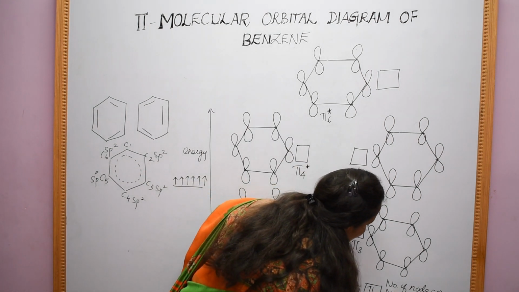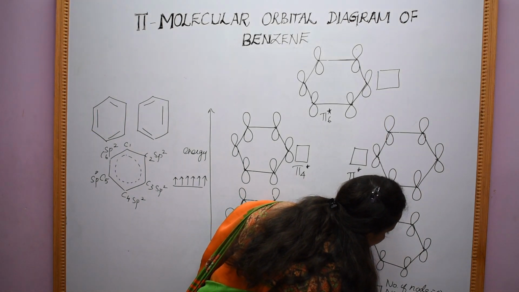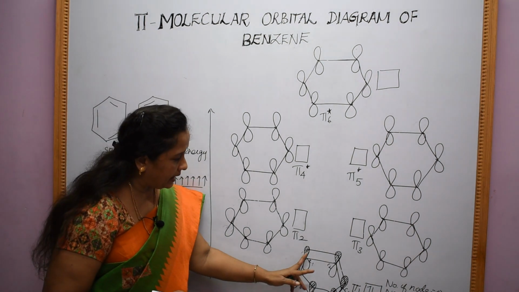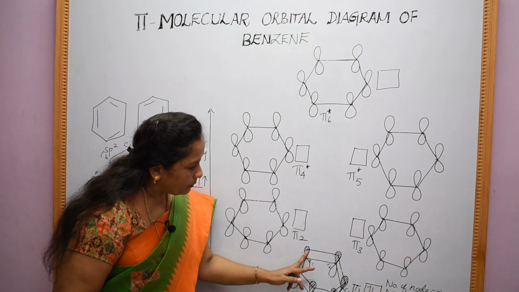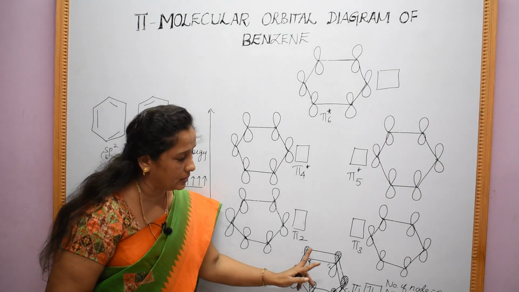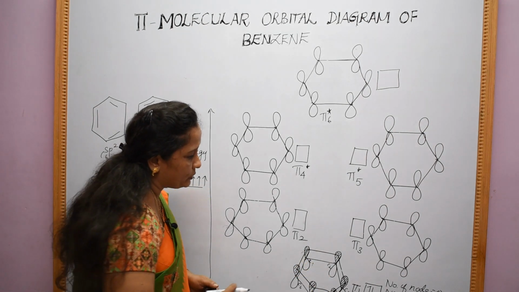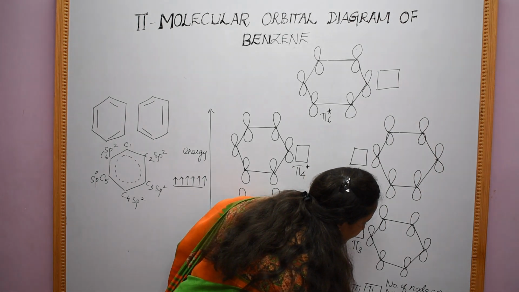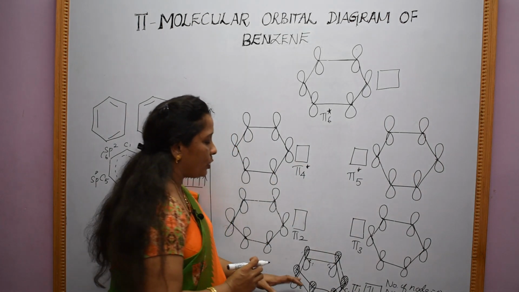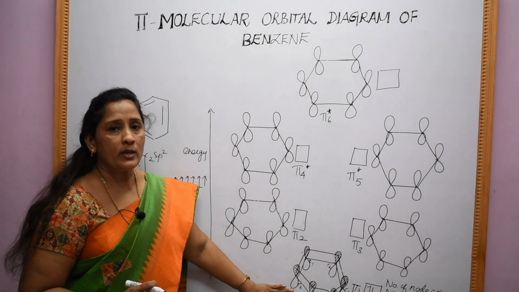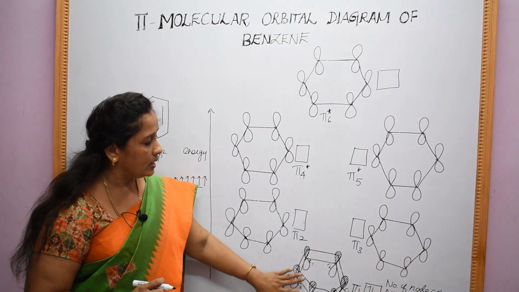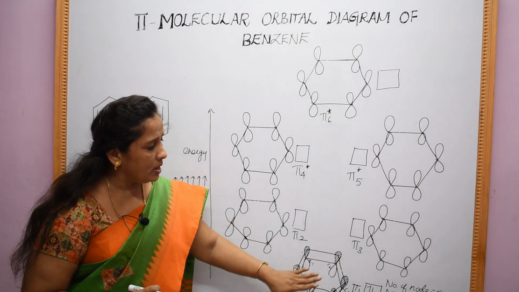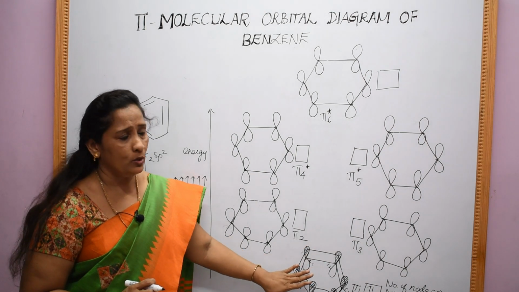So the number of bonding interactions is equal to 6, and there are no anti-bonding interactions. There is no interaction between the lobes of opposite sign, so the number of anti-bonding interactions is equal to 0. So pi 1 is the lowest occupied molecular orbital. It has the lowest energy, with number of nodes equal to 0 and number of bonding interactions equal to 6.